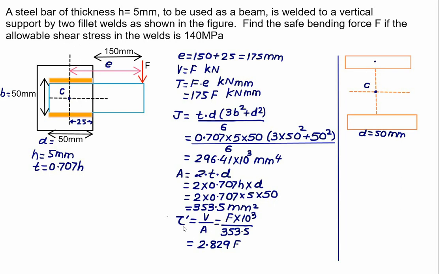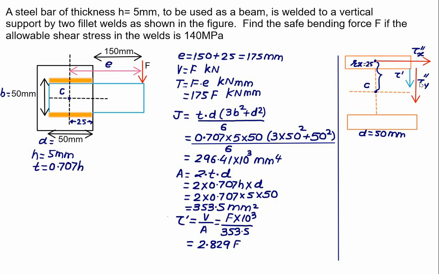First we have calculated tau prime, which is acting vertically downward, is 2.829 times F. Then we can calculate the value of tau x and tau y. We have tau double prime x and tau double prime y. For tau double prime x, the radial distance is this distance, that is rx, and this distance is B by 2, which is equal to 25.